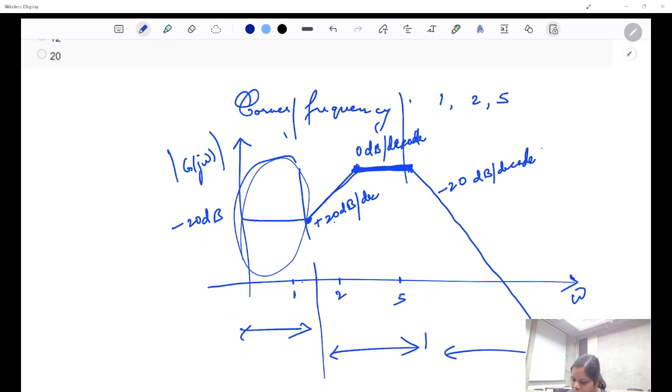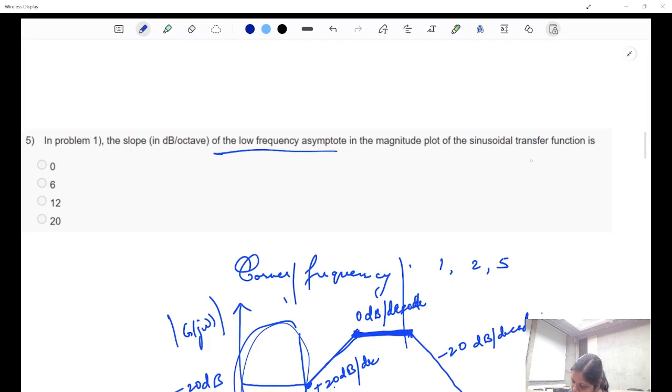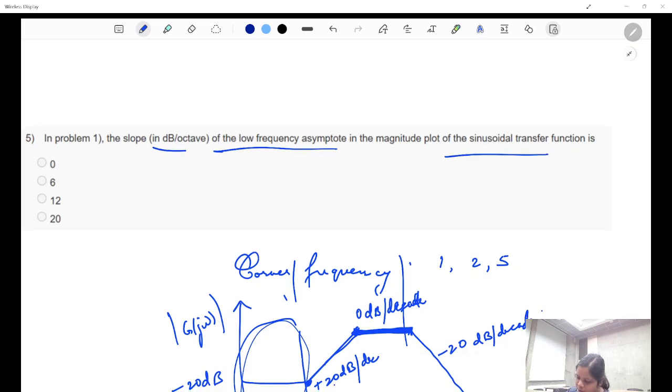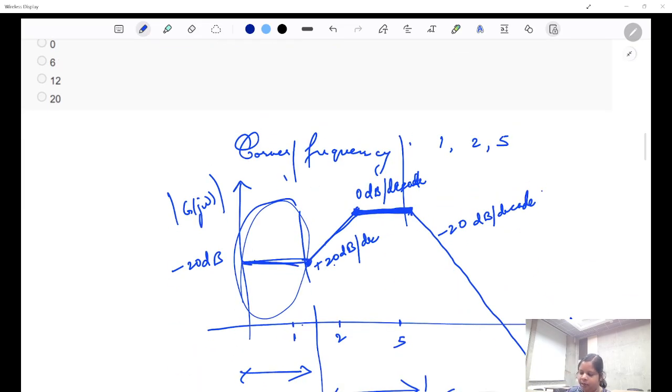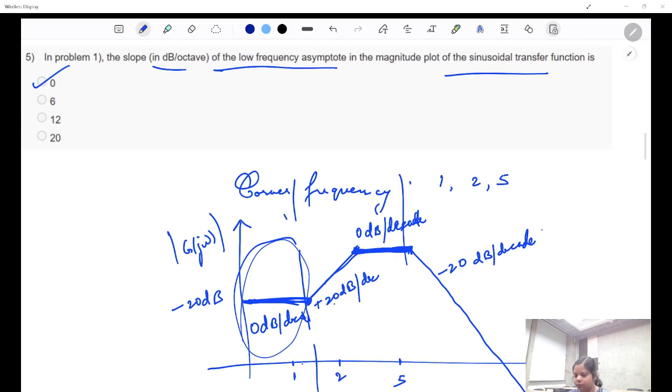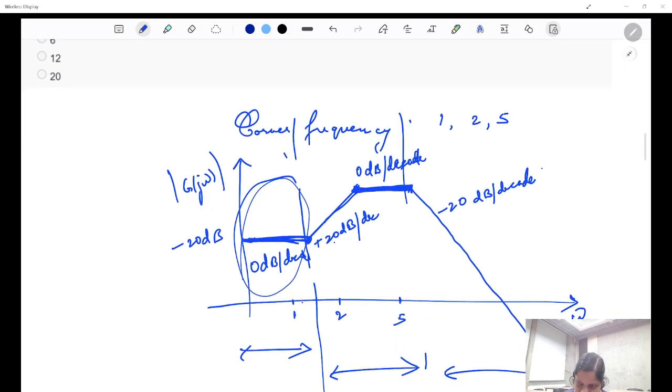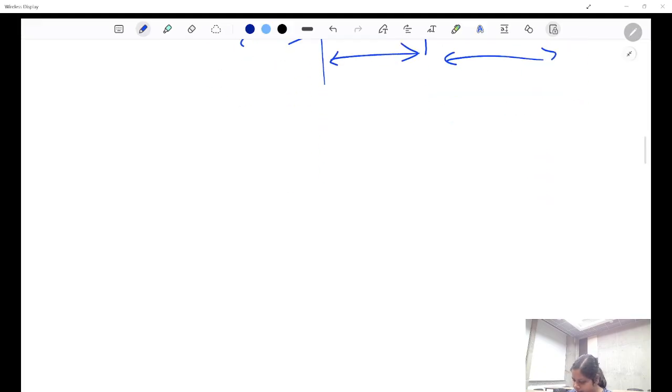All right. So for low frequency region, the slope of low frequency asymptote, it is 0 dB per decade, right? This is 0 dB per decade. Okay. I hope there is no confusion.